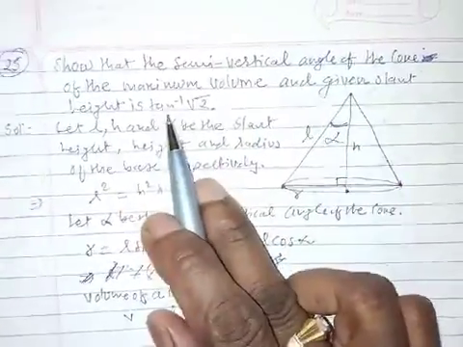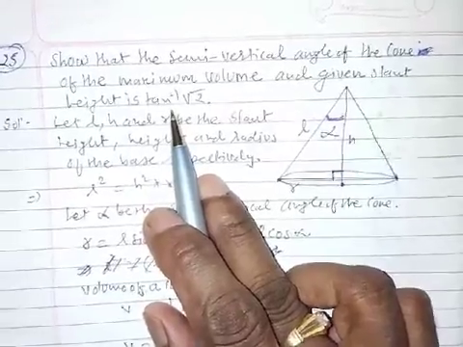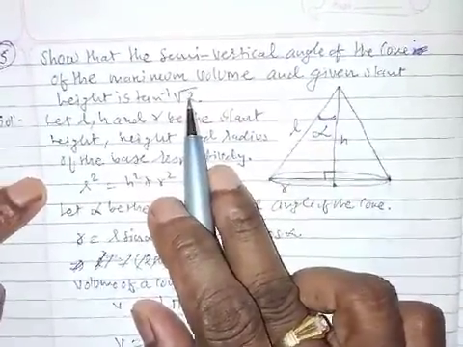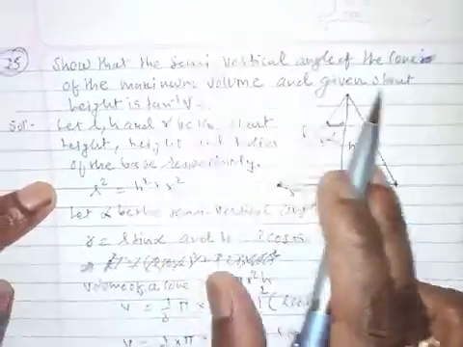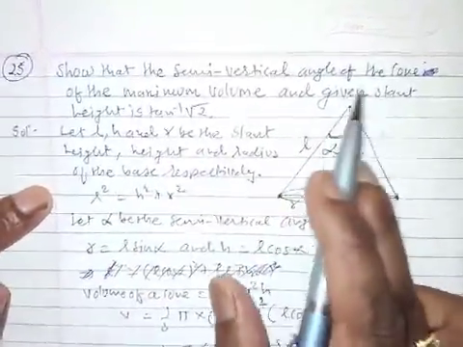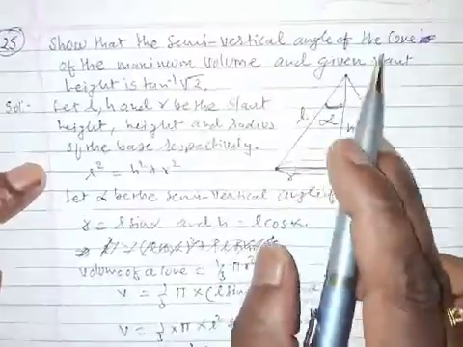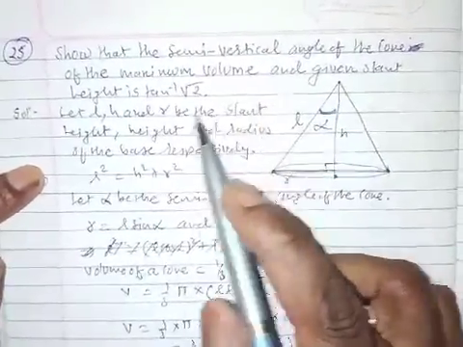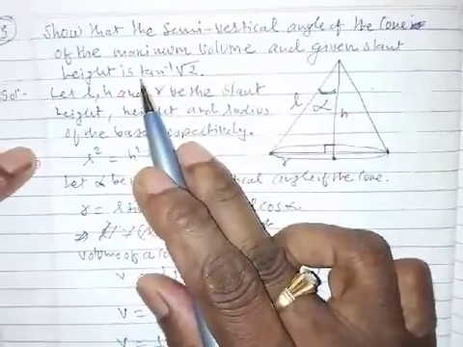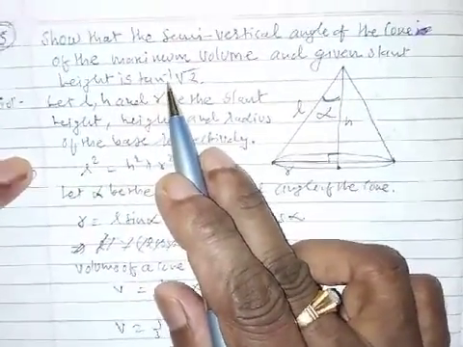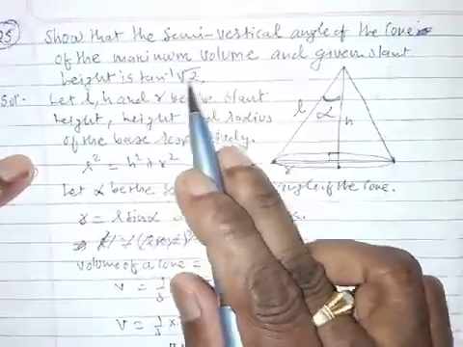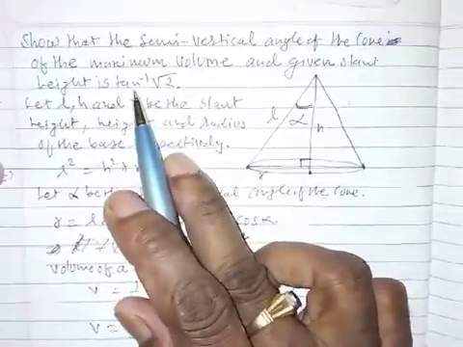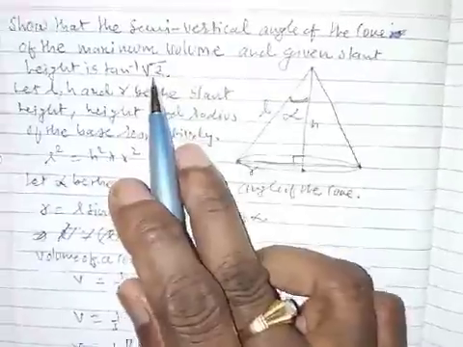and given slant height is... now, maximum volume but given only the slant height. Slant height, given slant height comes in what? Not in volume, no? It comes in area. The semi-vertical angle is tan inverse root 2.